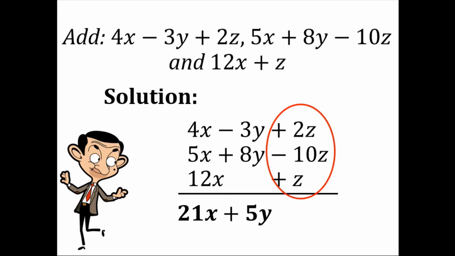We don't see a coefficient beside z, but it means that the coefficient is 1. Negative 8 plus 1 equals negative 7z. Look at the operations. Since 5 is positive, the positive sign is changed to a plus sign. Since 7 is negative, the negative sign becomes a minus sign. So the sum is 21x plus 5y minus 7z.